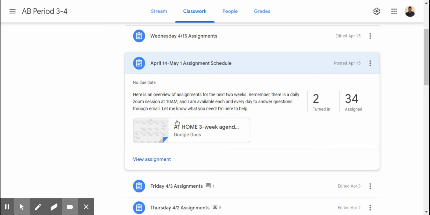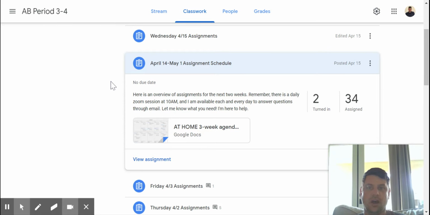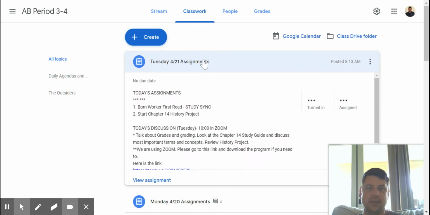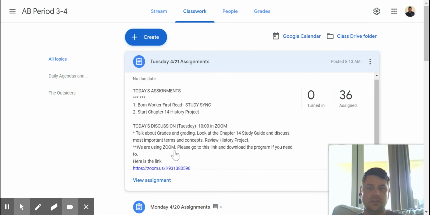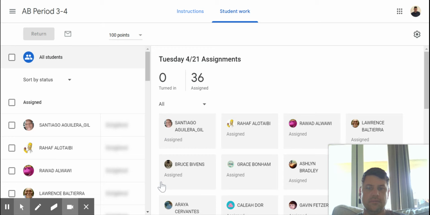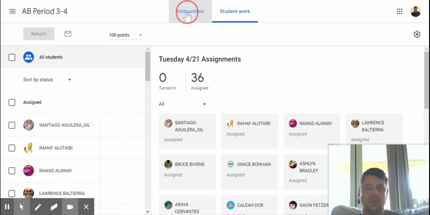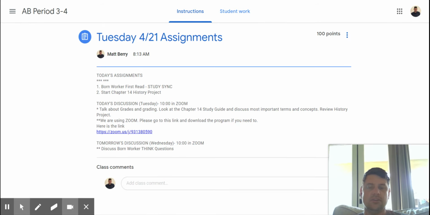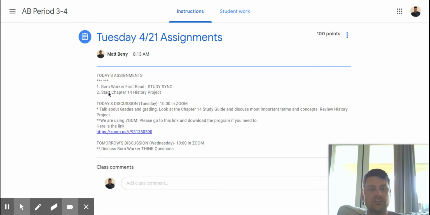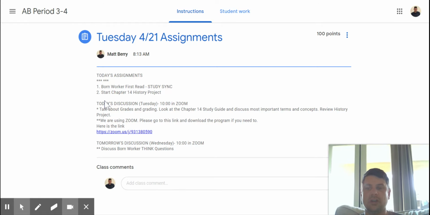And then I'm taking what's on here. So since today's the 21st, I'm posting these assignments on a daily schedule, which today is Tuesday, the 21st. Okay, so it'll look just like this. It'll tell you we are doing the Born Worker First Read and Study Sync. It will also tell you we are starting the Chapter 14 History Project.